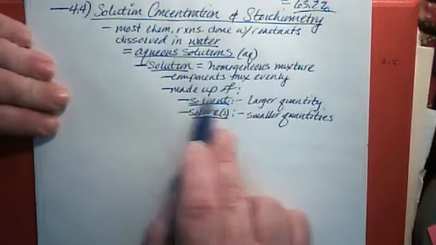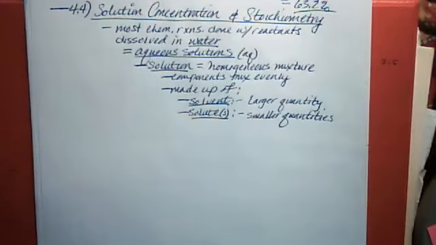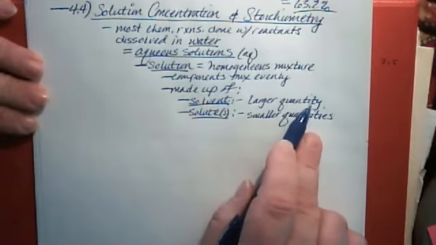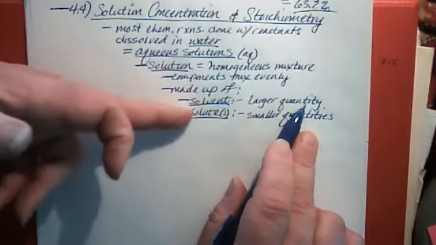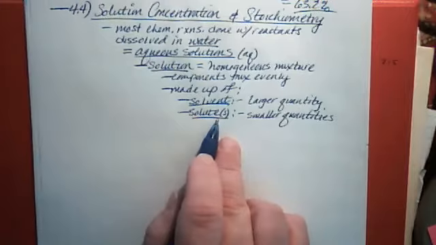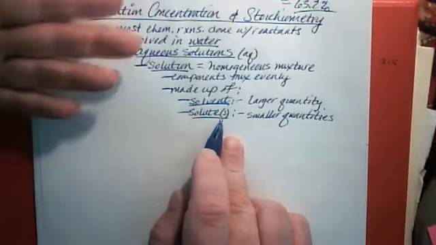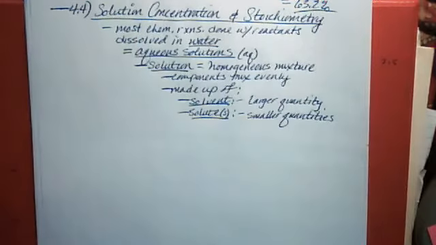And any solution is made up of at least two components. And one would be what's known as the solvent. The solvent is whichever component is present in larger quantities. In the case of aqueous solutions, the solvent would normally be water. And also one or more solutes. The solutes are the stuff that's dissolved in the water, whatever's present in smaller quantities. There can be more than one solute.